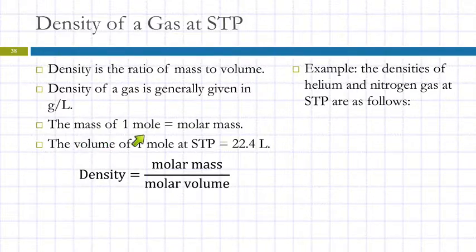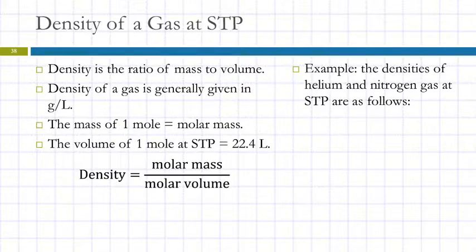So the mass of 1 mole is equal to the molar mass of the substance, and the volume of 1 mole at STP is 22.4 liters. So at STP, we can calculate the density as being the molar mass divided by the molar volume. So that's nice and everything.